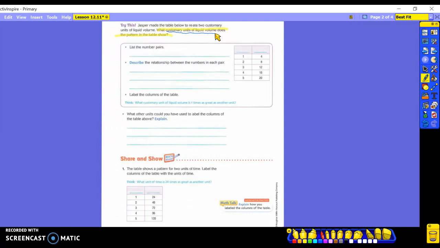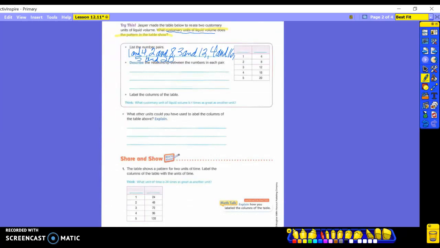So let's label the number pairs or list them. What do we have? 1 and 4. 2 and 8. I'm getting it right out of this chart. Then I have 3 and 12. 4 and 16. And 5 and 20. That should be your last one.